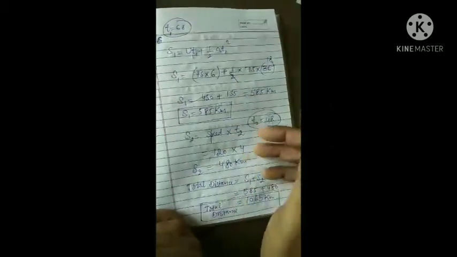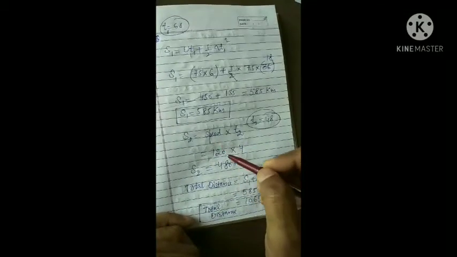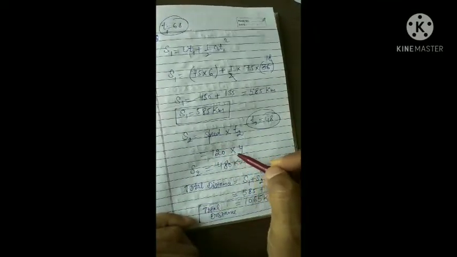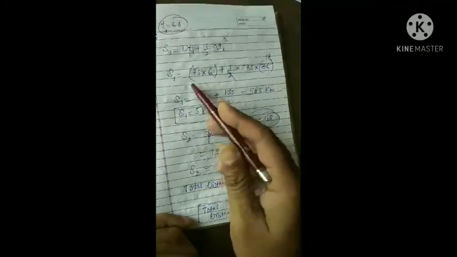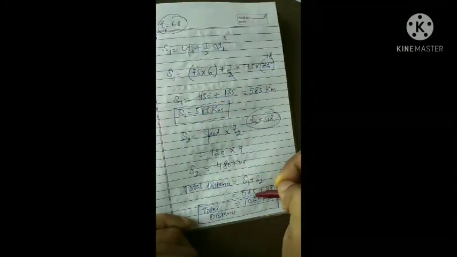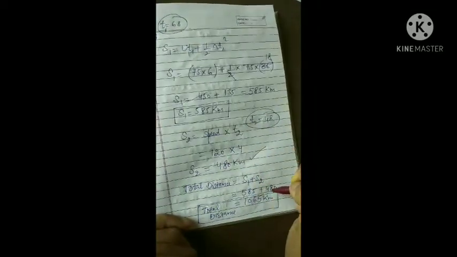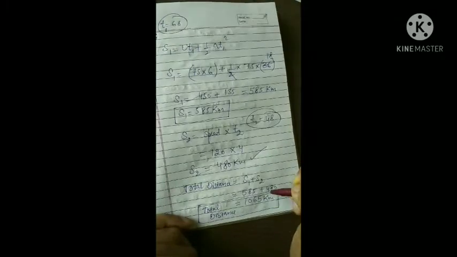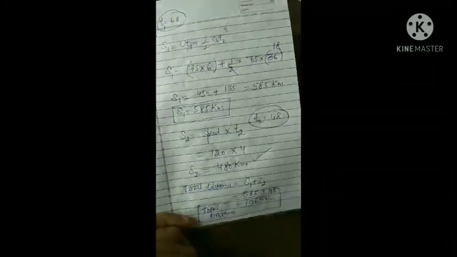And for 4 seconds the body was moving with speed 120. So 120 into 4, that is 480. Total distance is S1 plus S2. S1 is 585 that we got here, and S2 is 480. Now add these two values, you will get 1065 km as total distance.